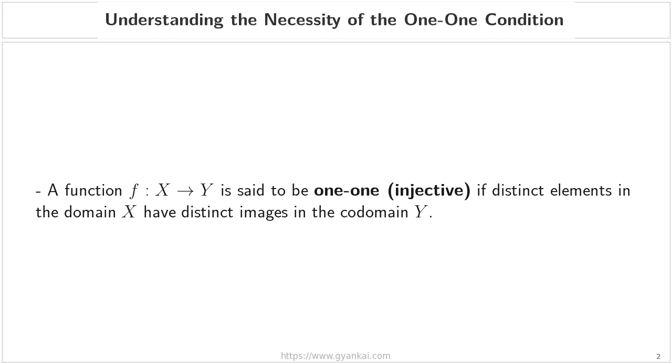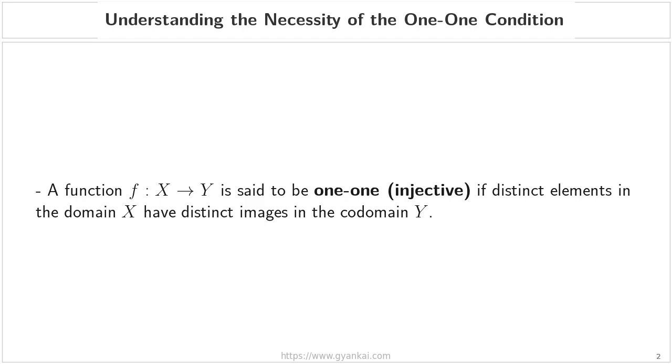Understanding the necessity of the 1-1 condition. Now that we have established that bijectivity is the essential requirement for a function to be invertible, let us examine the first part of this condition, the 1-1 property. A function, which we can call f, mapping from set x to set y, is said to be 1-1, also known as injective, if distinct elements in the domain x have distinct images in the codomain y.